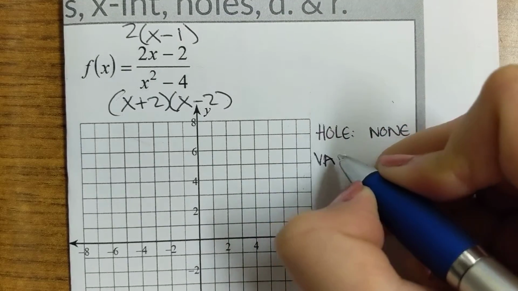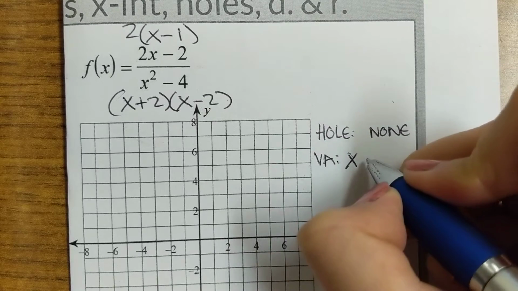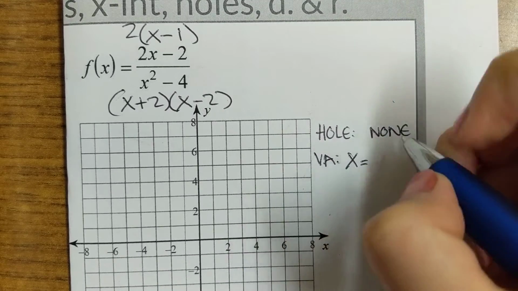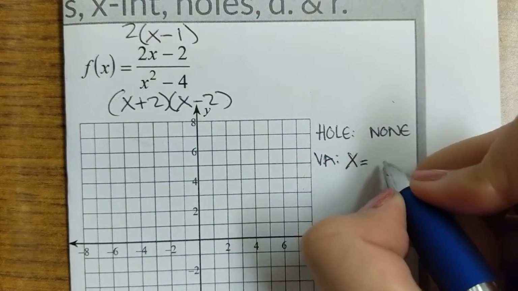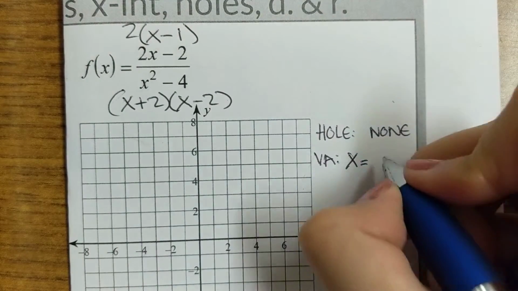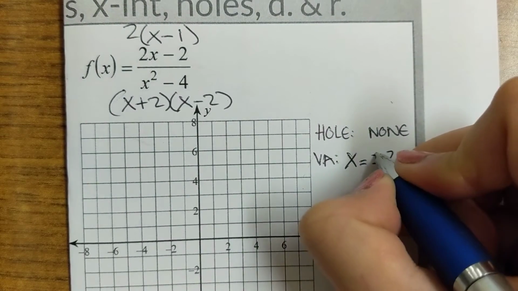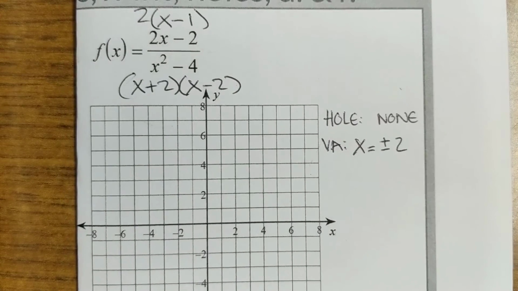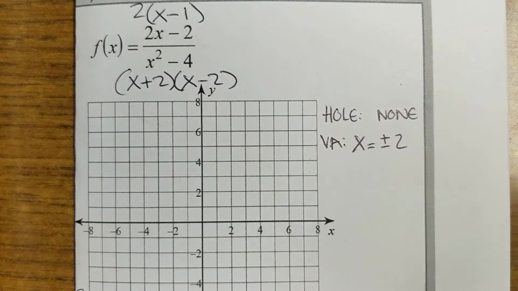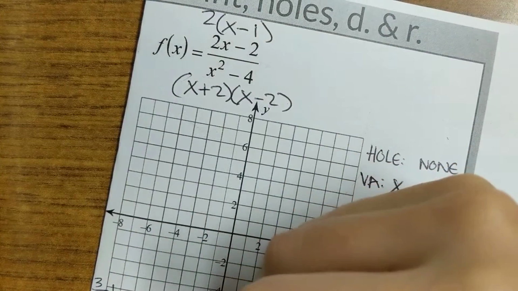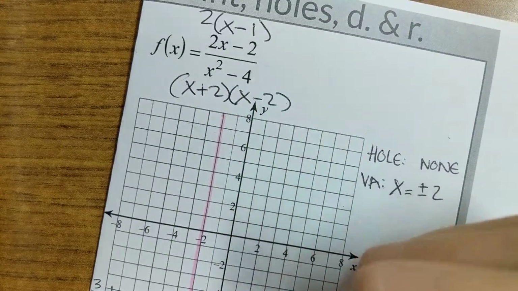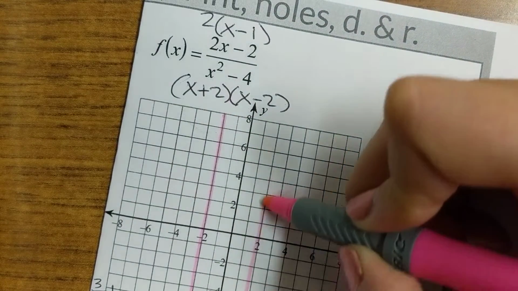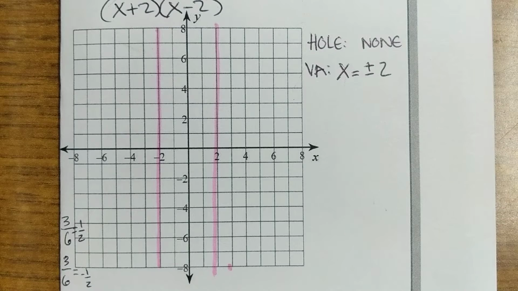Vertical asymptote. Anything that makes the denominator equal to 0. So, -2 and +2. So, plus or minus 2. I have 2 vertical asymptotes. I'm going to draw those out right now. -2 and +2.